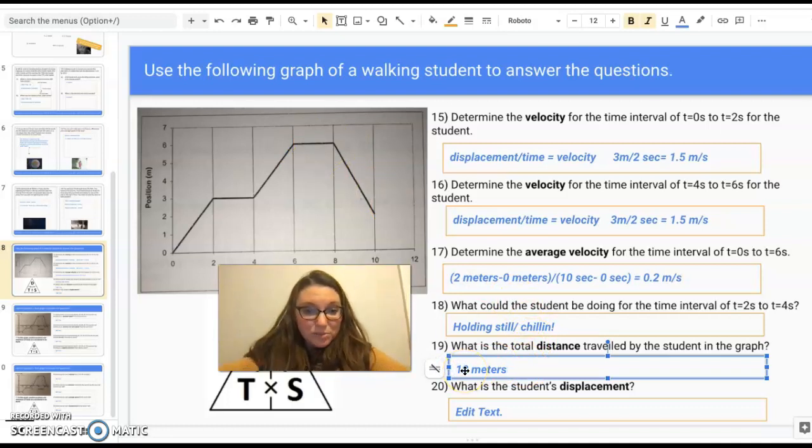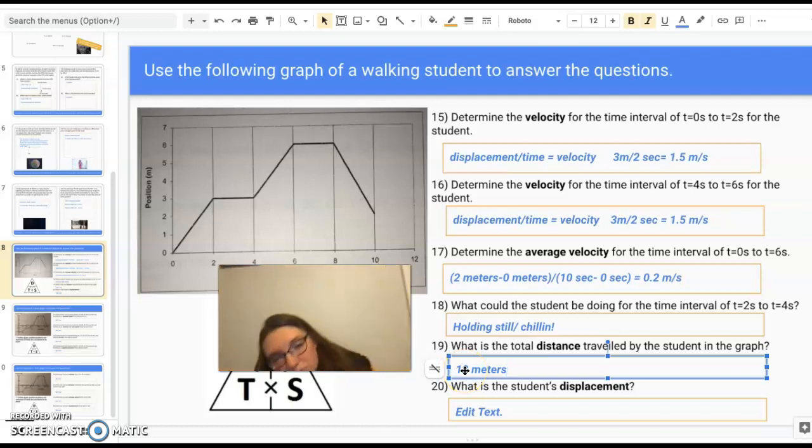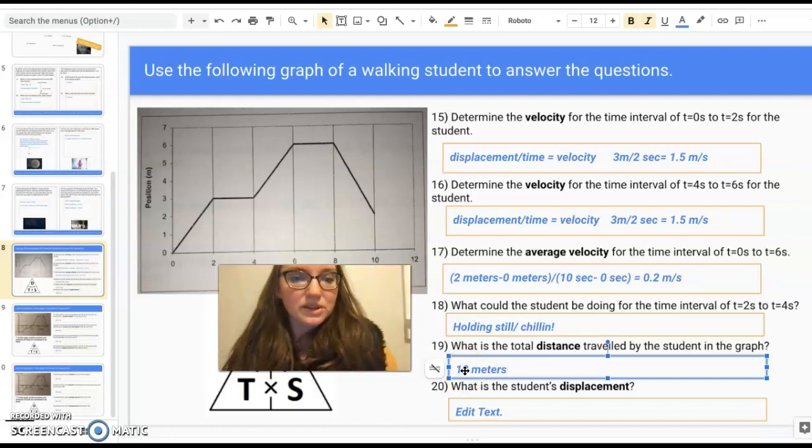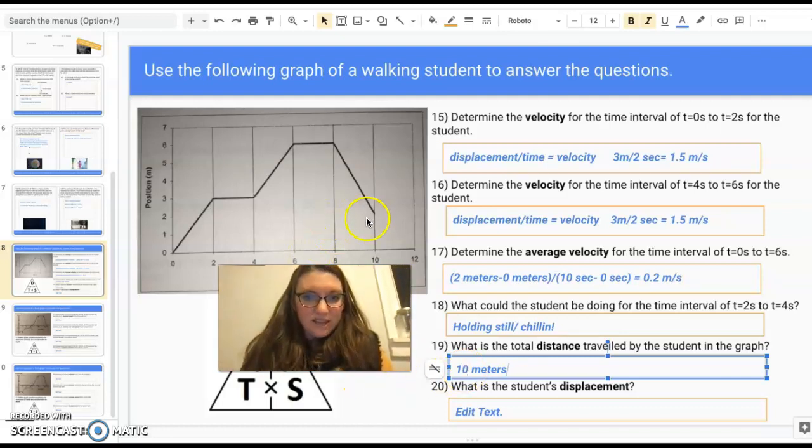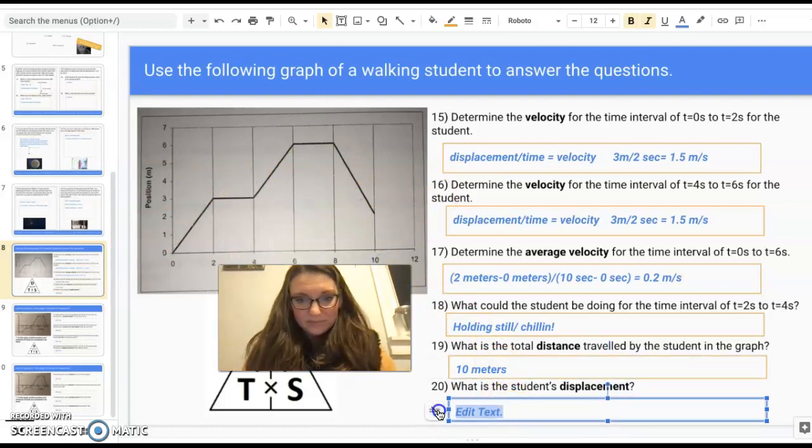What is the student's displacement? Total displacement. So they ended up 2 meters from where they started, so it doesn't matter that they did that whole thing. Their displacement is just 2 meters. Okay.